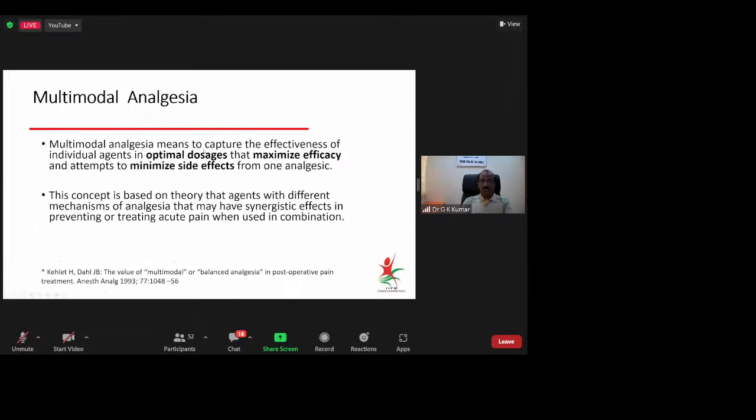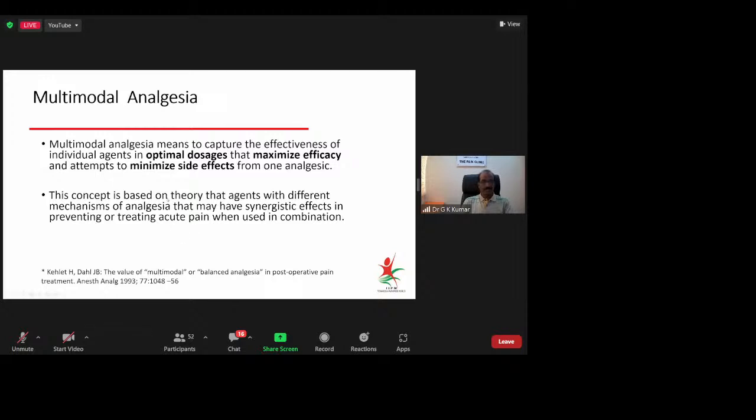So multimodal analgesia means capturing the effectiveness of the individual drugs at optimal doses, to attain maximal efficacy while at the same time reducing their side effects. You are blending one or two drugs, reducing the doses, and maximizing the effect as the drugs complement each other. That is called the synergistic effect, thereby reducing the side effects of the individual drugs and increasing the duration and quality of the analgesia for the particular patient.